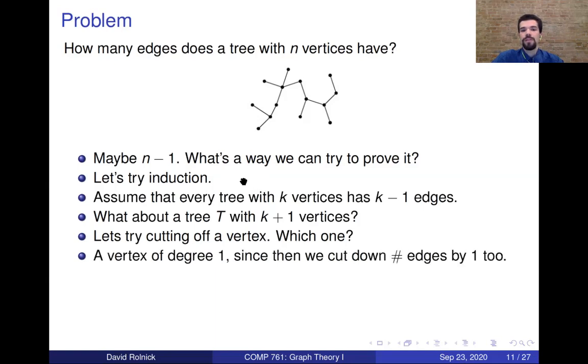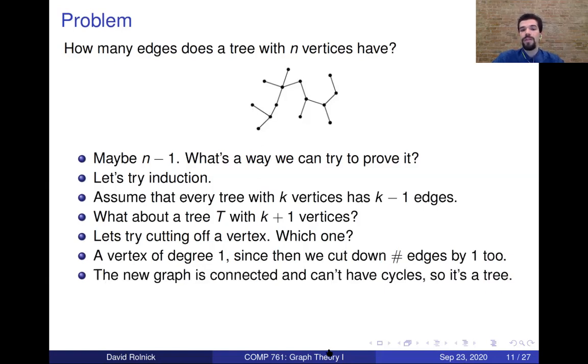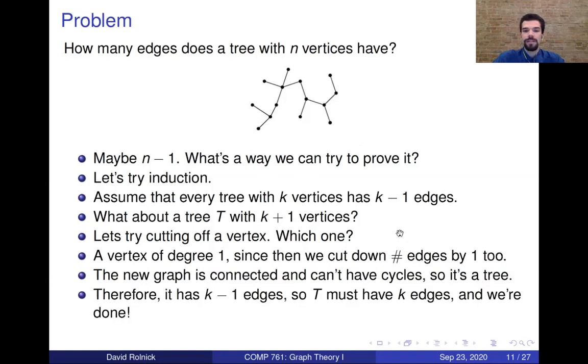What about a vertex of degree 1? Since then we would cut down the number of edges by 1, too. So this is, for example, a leaf. It's a vertex of degree 1. If we cut this off, we kill one vertex and we kill one edge. The new graph is connected because we cut off a vertex of degree 1, and it can't have any cycles because there weren't any cycles in T. So it's still a tree. We've trimmed the tree, as it were.